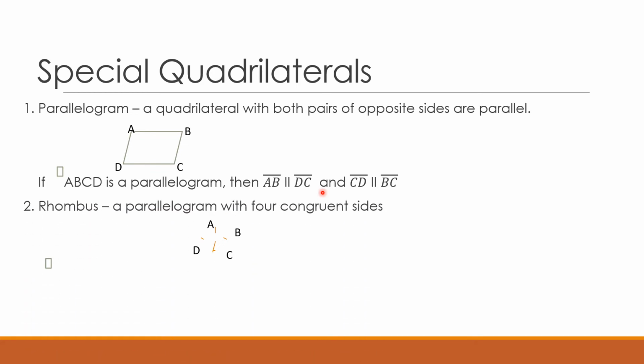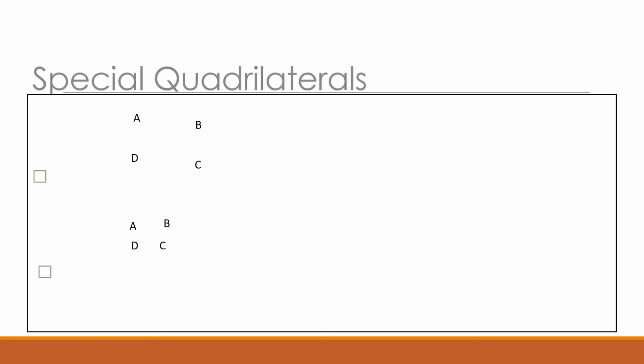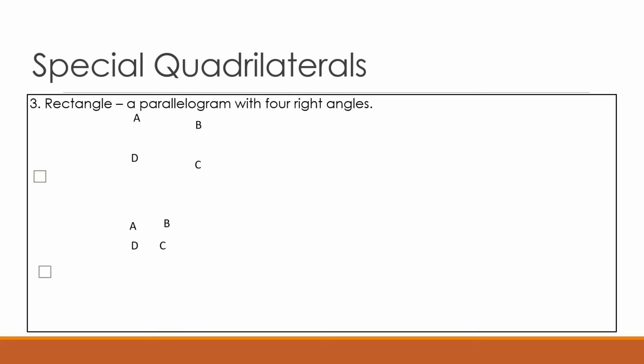Okay, next. A rhombus is a parallelogram with four congruent sides. So we have here rhombus ABCD. If quadrilateral ABCD is a rhombus, then segment AB is congruent to segment BC, which is also congruent to segment CD, and also congruent to segment AD. So, it means the sides have equal measure.